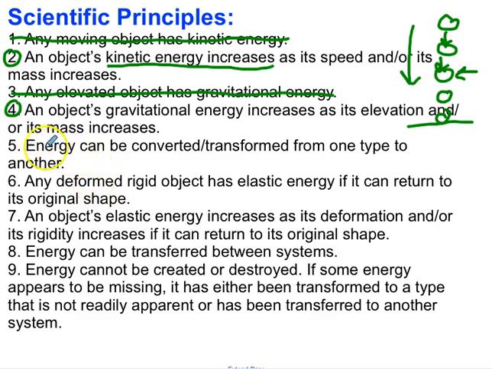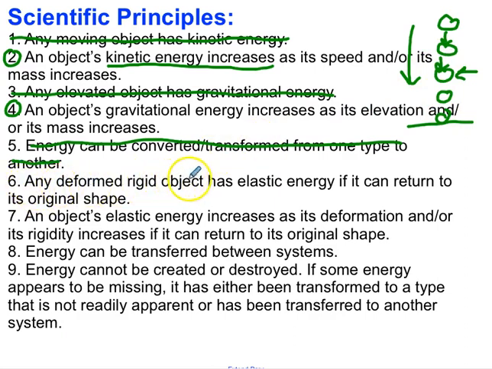5, energy can be converted or transformed. All of them have energy that's being transformed or converted, because they all are switching between KE and GE. It's just if it's dropping, it eliminates 2 versus if it's going back up.